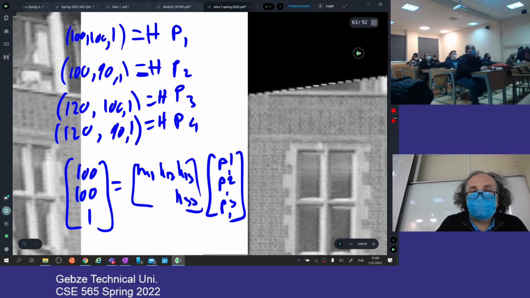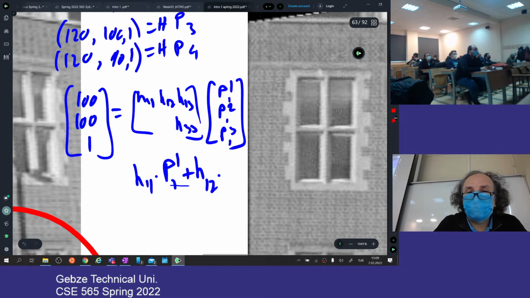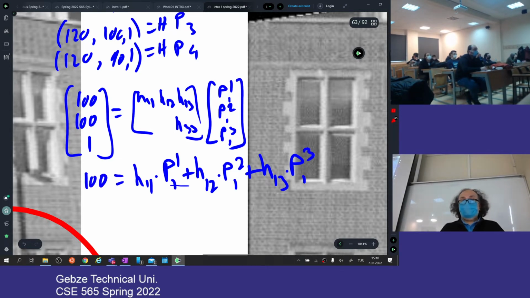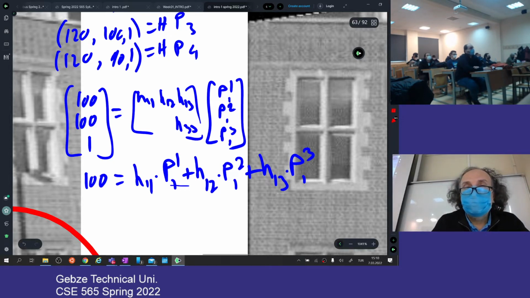So I should multiply H11 times P11 plus H12 times, let me use this dot sign, P12 plus H13 times P13. This will be equal to 100. So I get an equation out of this multiplication.